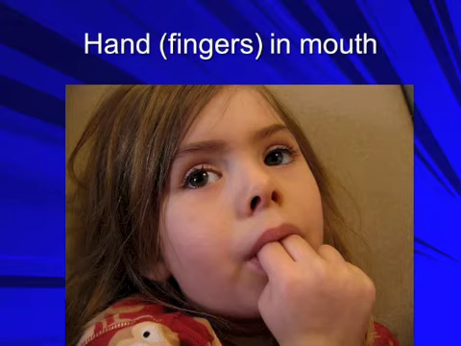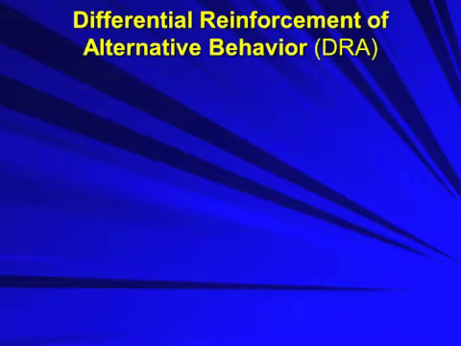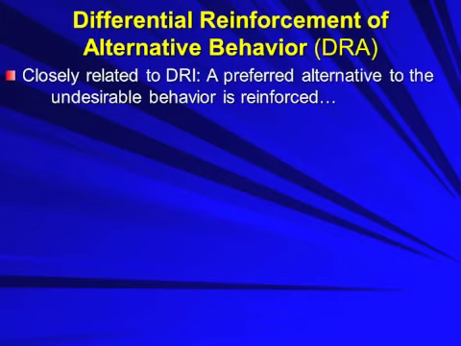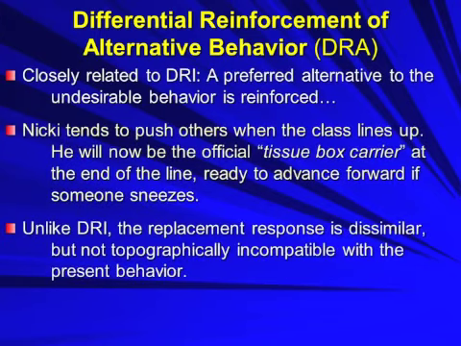Let's move from DRI to DRA, differential reinforcement of alternative behaviors. It should be noted that many writers view differential reinforcement of incompatible behaviors, the one we were talking about previously, and the lesser known DRC, differential reinforcement of communication. Many writers see DRI and DRC as subtypes of this DRA. For our purposes, we're going to separate them into distinct procedures.